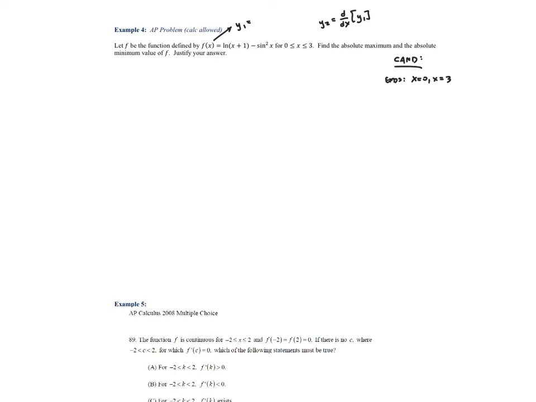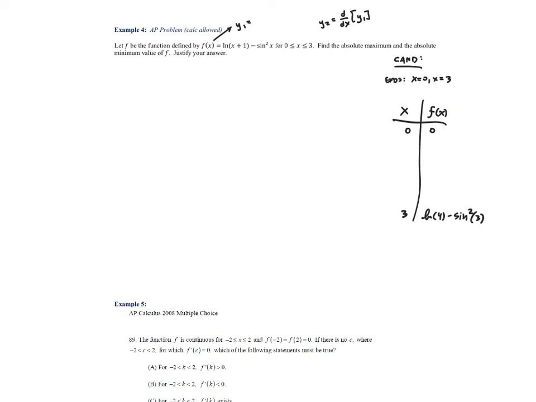So right away, I could, if I wanted to, draw out my table: x, f of x. This is not very clean, probably should have made it better. I've got a 0 and a 3. I don't know how many values I'll have in between, but I do know that if I plug in a 0, I get ln of 1 minus sine of 0 squared. ln of 1 is 0, so that'll be 0. If I plug in a 3, I get ln of 4 minus sine squared of 3.